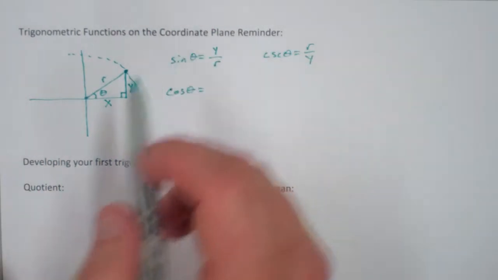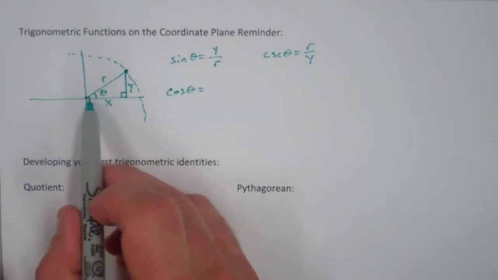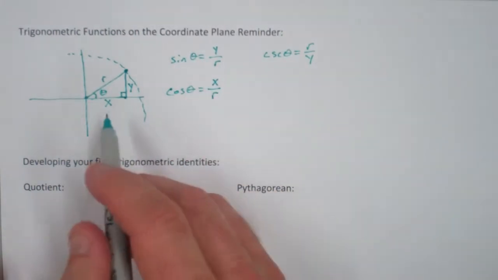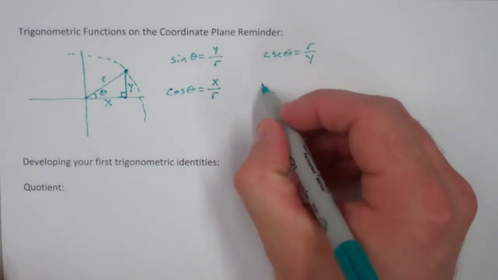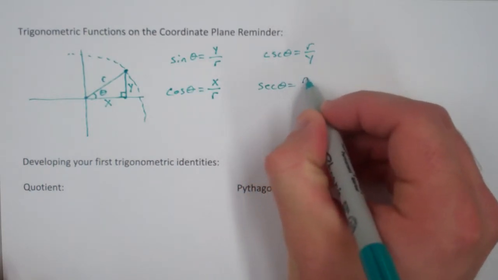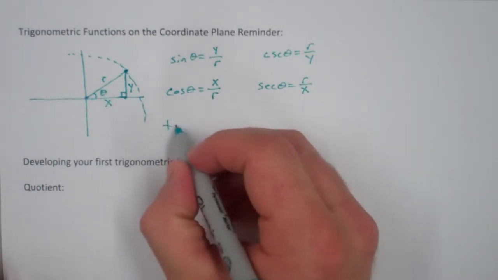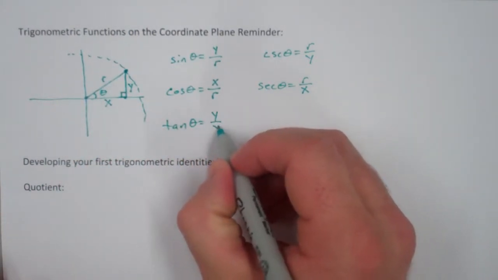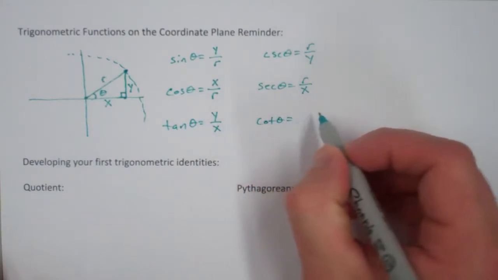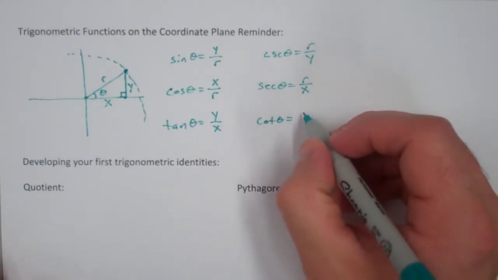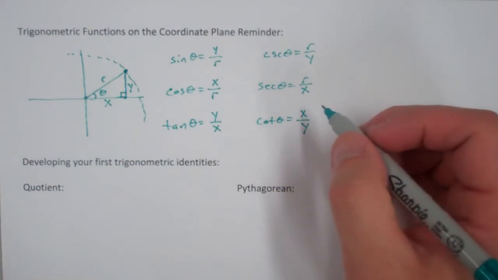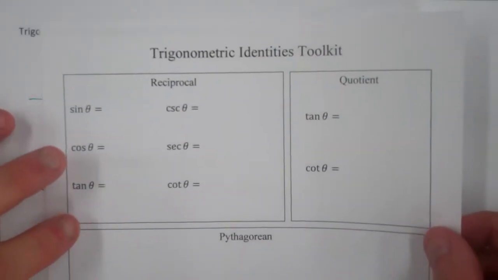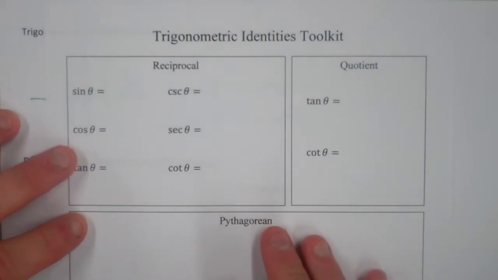The cosine of theta is still adjacent. Here's theta, that's the adjacent side over the hypotenuse. But we can now understand it as x over r. The secant is r over x. And the tangent will be opposite over adjacent, so still y over x. And the cotangent will be the reciprocal, x over y.